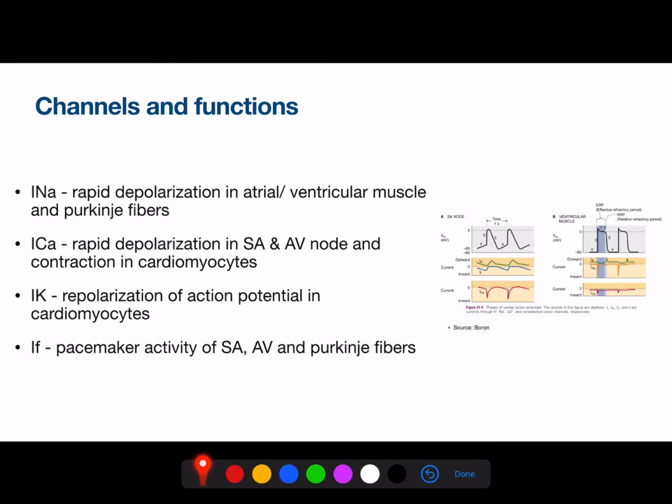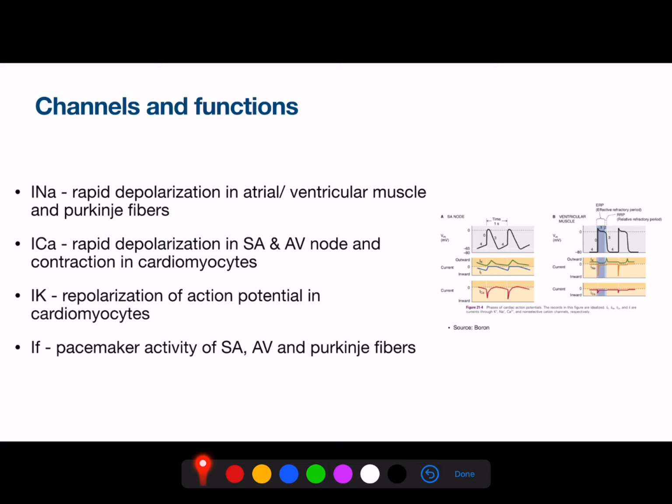First, I would like to talk about the channels that are present in the cardiomyocytes. There are the sodium channels, which are for rapid depolarization in the atrial and ventricular muscle and in the Purkinje fibers. These channels are not present in the nodal cells, the SA node and the AV node. Then there are the calcium channels, which are also for rapid depolarization, and they are present in every cell in the heart, every working cell and conducting cell in the heart.